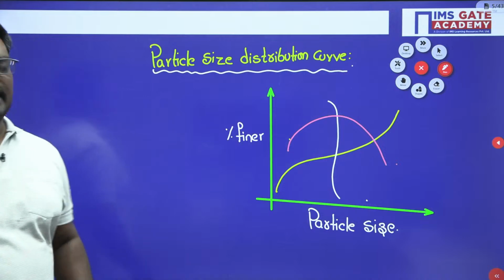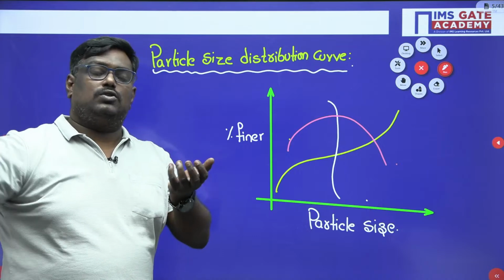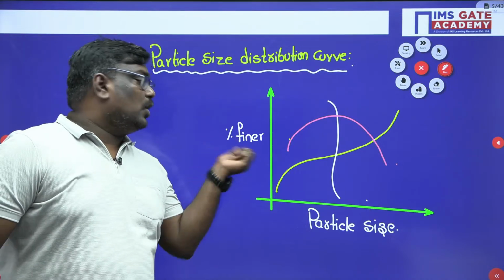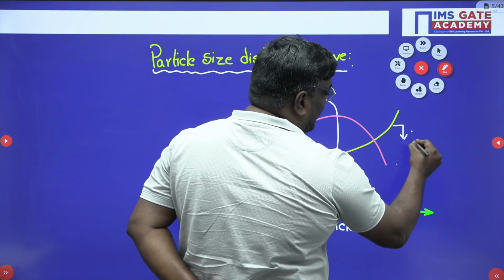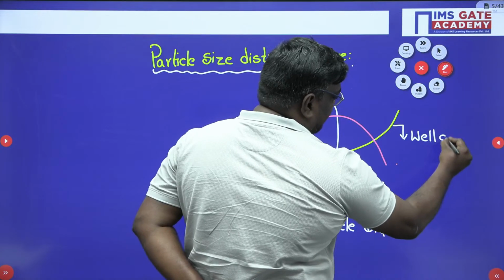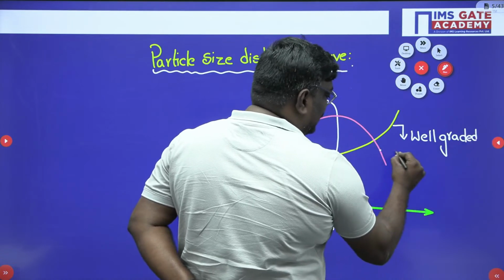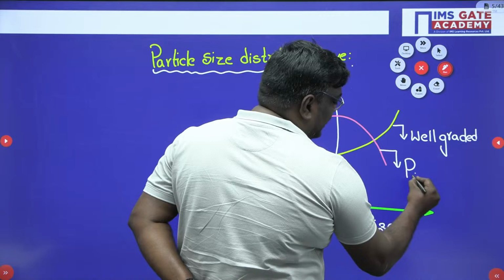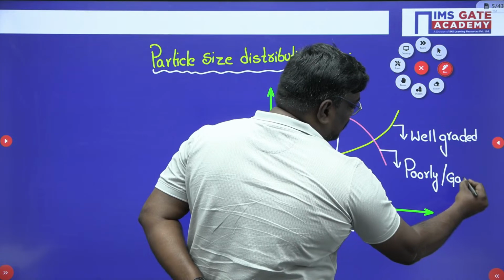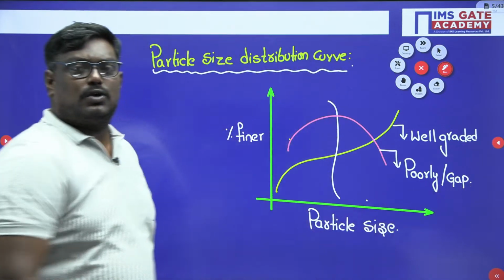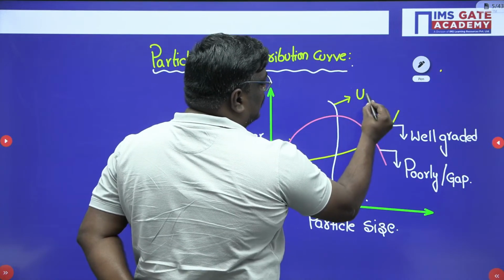Now see, students, a graph is drawn between percentage finer. What do you mean by percentage finer? It means soil passing through the 75 micron sieve. We call it percentage finer. Now here, this we call a well graded soil. And this we call poorly graded or gap graded soil. And here, this one we call uniformly graded soil.